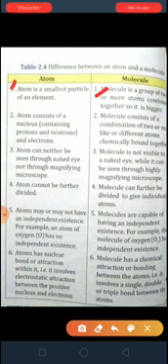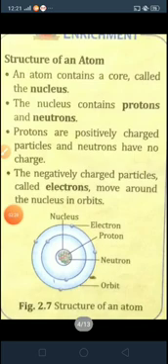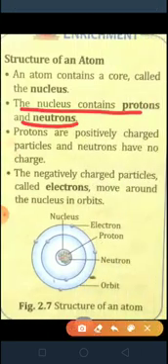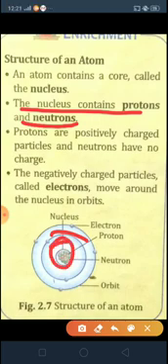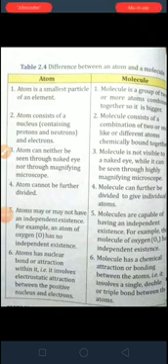Atom consists of a nucleus. We have already learned that a nucleus contains protons and neutrons, which is this one, and the negatively charged particles called electrons move around the nucleus. So the atom consists of a nucleus and electrons. In the nucleus, protons and neutrons are there. Electrons, we know, move around the nucleus, and they are negatively charged particles.